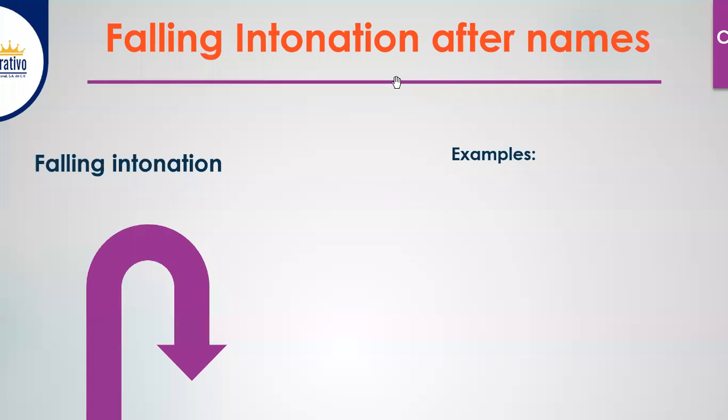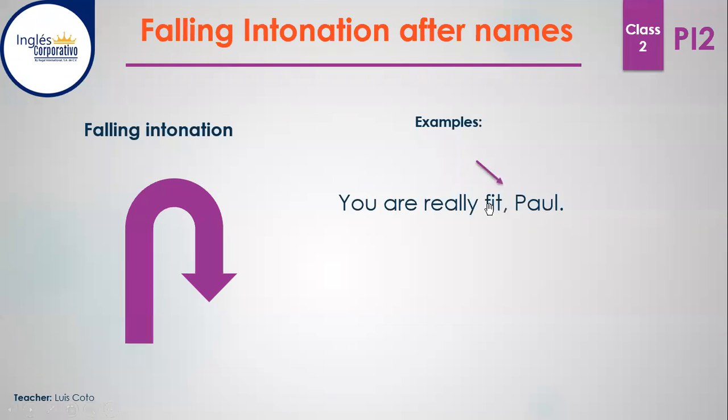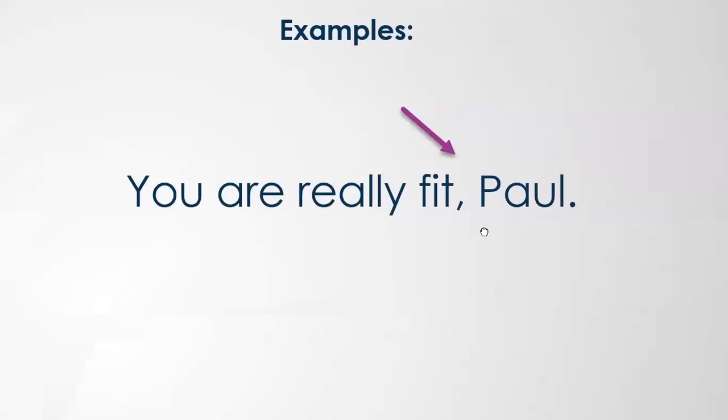Falling intonation after names. It should be after Victor, any name that you can have. Okay, what is the falling intonation in this example? Can you read it? Can you try? With the falling, look at the arrow.